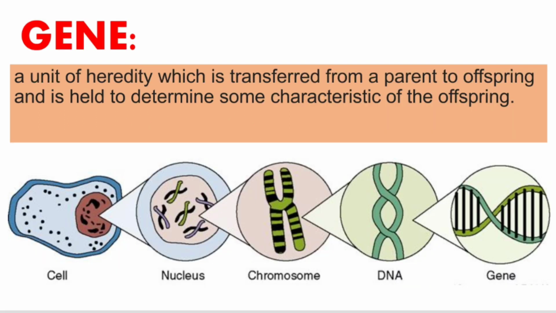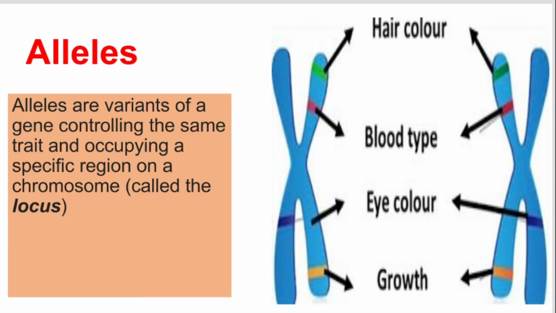Gene, a unit of heredity which is transferred from a parent to offspring and is held to determine some characteristics of the offspring. You can see this in the figure. A cell has a nucleus. A nucleus has chromosomes. Chromosomes have DNA, and DNA has genes.